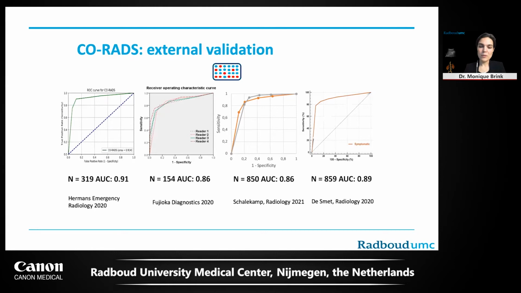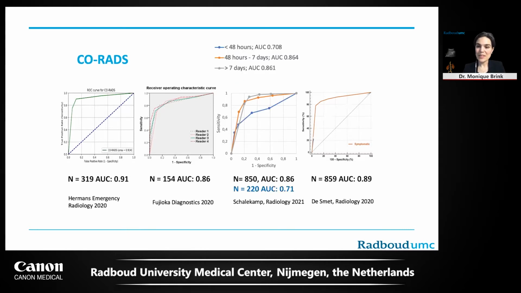However, the multicenter study of Schalekamp also studied patients who had complaints of less than 48 hours. And what they saw is that, especially in these patients, the area under the curve dramatically decreases as low as 0.7, which means that in these patients, CT does not discriminate that well, as we saw in our patient before. So for this reason, we are not performing a CT scan anymore in patients who have complaints of less than 2 days.